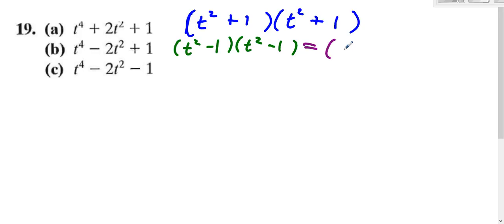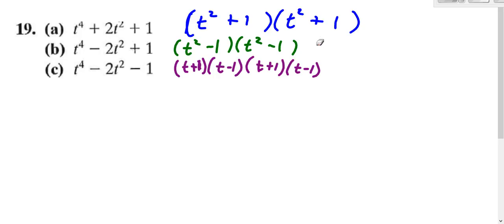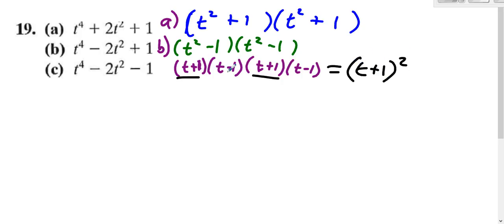So that's actually t plus 1, t minus 1. You have to factor it all the way down. Those are difference of squares. And you can go a little bit further because the t plus 1 factors are the same thing, so you can say that's t plus 1 squared. And then t minus 1, you can combine those and say t minus 1 squared.